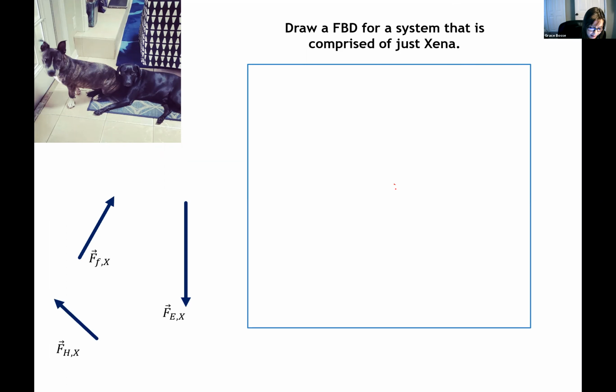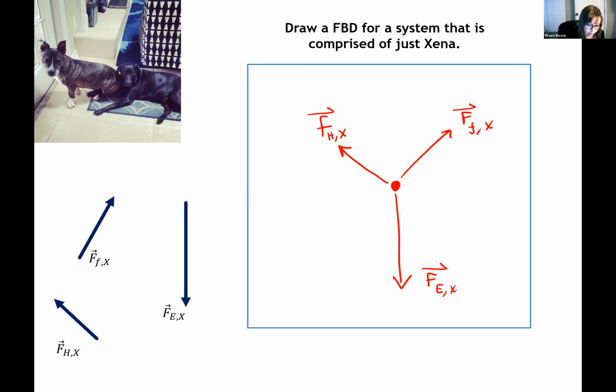Now I'm going to draw my free body diagram. I draw my dot that represents my system. Now I draw each of these force vectors where their tails are near the dot. And then I give them names with these subscripts to tell me who originated the force and what it was acting on. If you look at all my subscripts, they all end with X, which represents Xena, which is my system. So here's a properly drawn free body diagram where my system is just Xena.